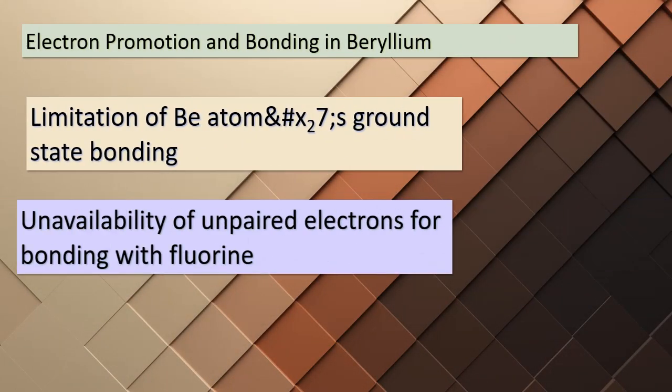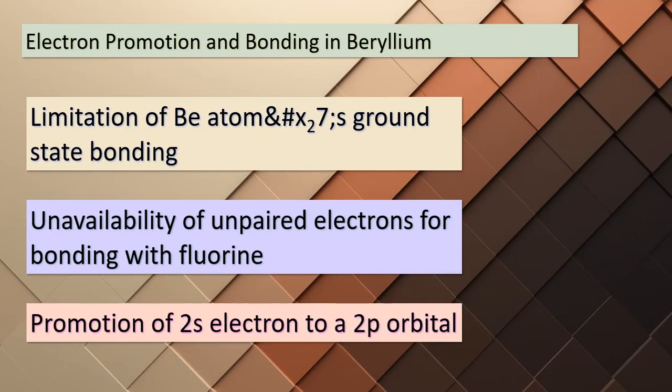Hello, dear students. Today, we're venturing into the world of atomic bonding and electron promotion. Our focus shifts to the beryllium atom and its intriguing bonding capabilities. You see, in its ground state, beryllium faces a challenge. Due to the absence of unpaired electrons, it struggles to bond with fluorine atoms. But fear not, for science always finds a way.